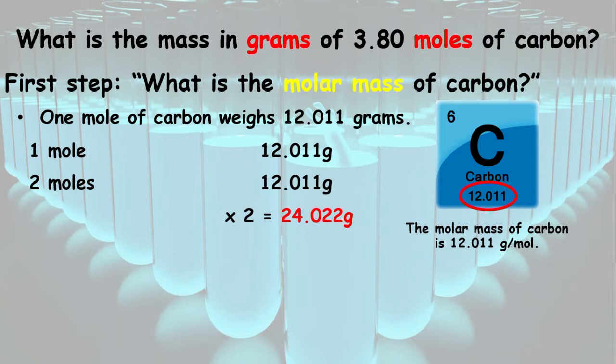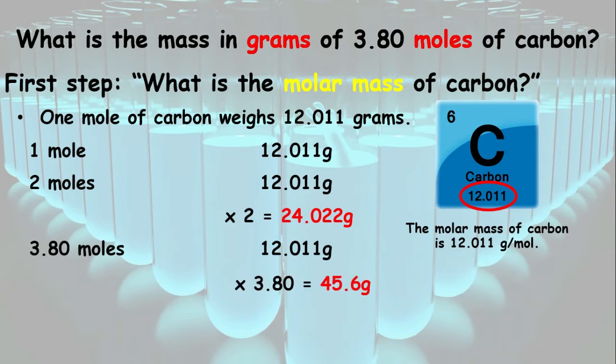But we don't have a mole or 2 moles. What we have is 3.80 moles. So basically, you just have to multiply 3.80 by 12.011 grams. It is a simple multiplication problem. 12.011 times 3.80 will give us 45.6 grams. Take note of the significant figures. So we have three significant figures. Our answer is 45.6.